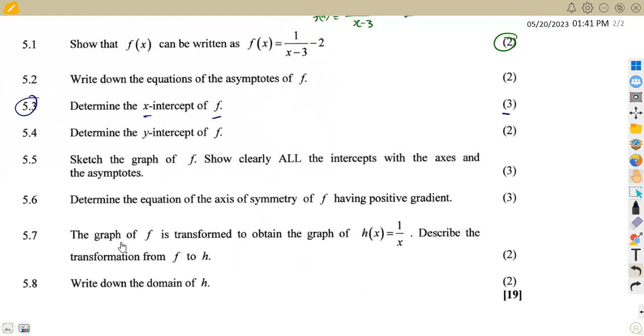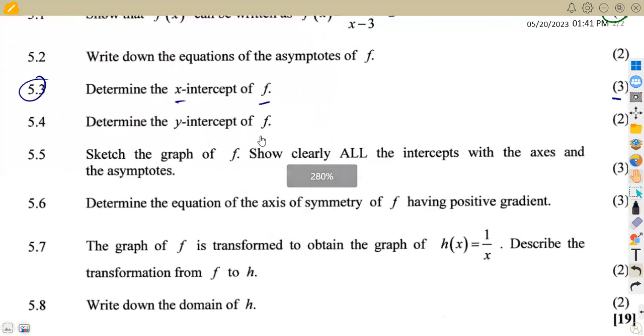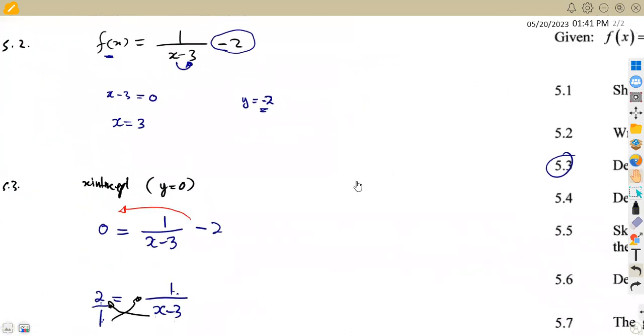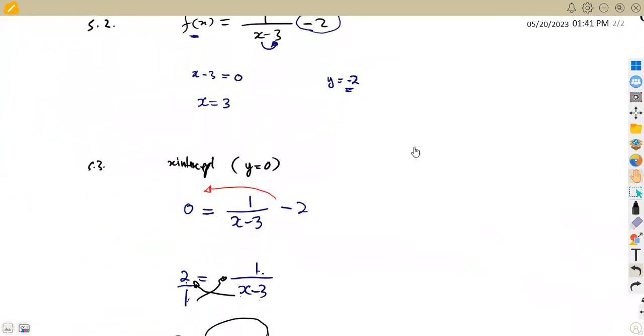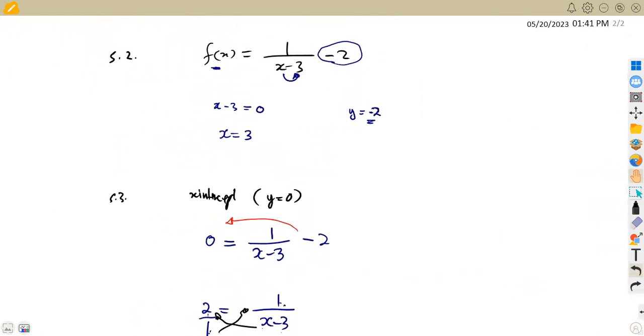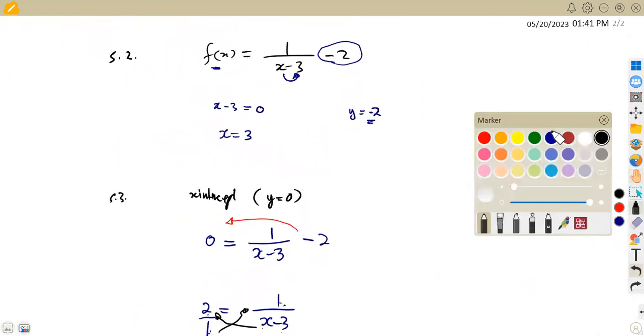If we are to check on the other part, that is 5.4, determine the y-intercept of f, and that is 2 marks for that. So for the y-intercept, x is equal to 0. This is just a continuation. We can simply take from our f of x here. This is our f of x. I can just write it aside here. We can just utilize this space here.